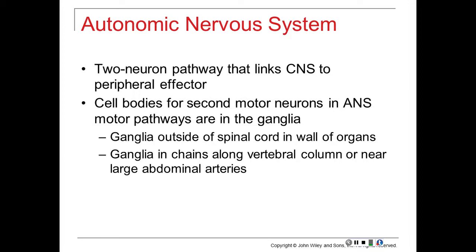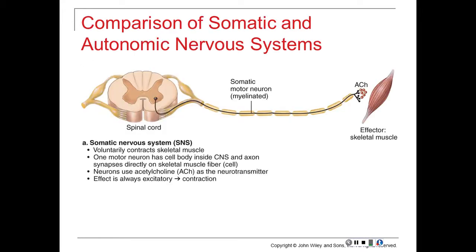They're usually within the wall of the organ, or they could be in chains on the side of the vertebral column or near large abdominal arteries, such as our aorta. So here you see a comparison of somatic and autonomic nervous systems. We had been talking about the somatic nervous system controlling skeletal muscle. We have that motor neuron coming out of that gray matter, leading through that ventral root, traveling down a myelinated axon to whatever skeletal muscle needs to be stimulated.